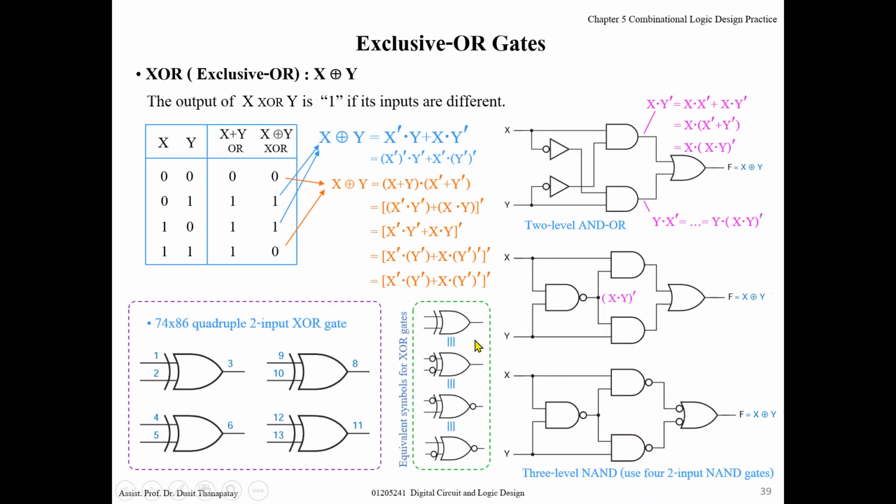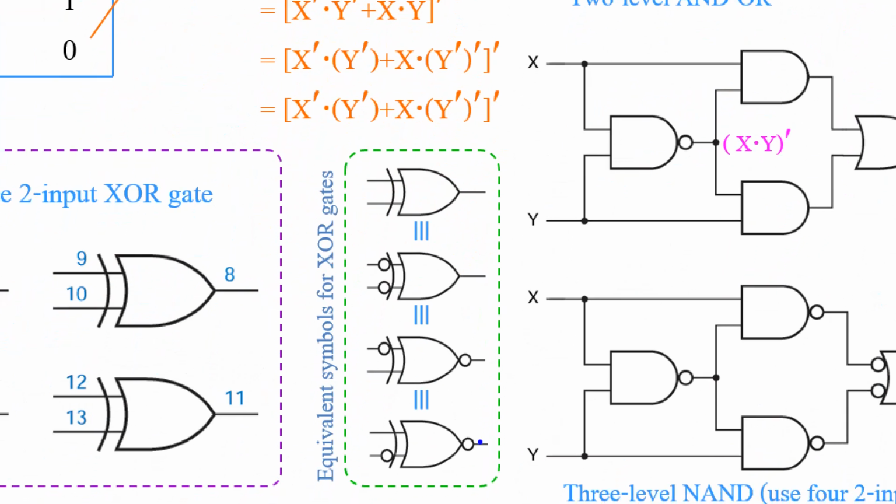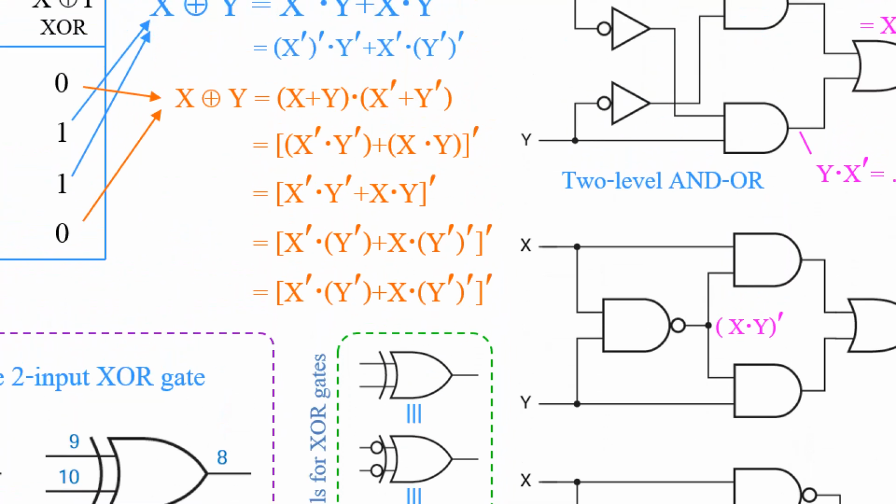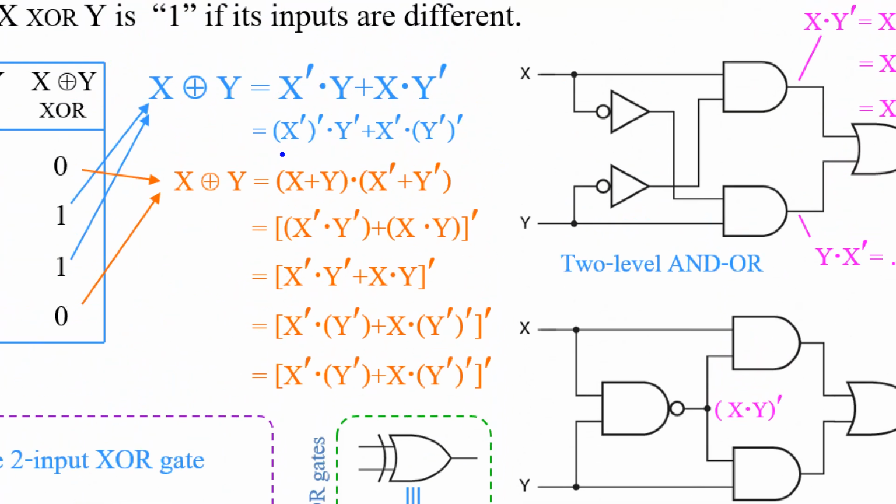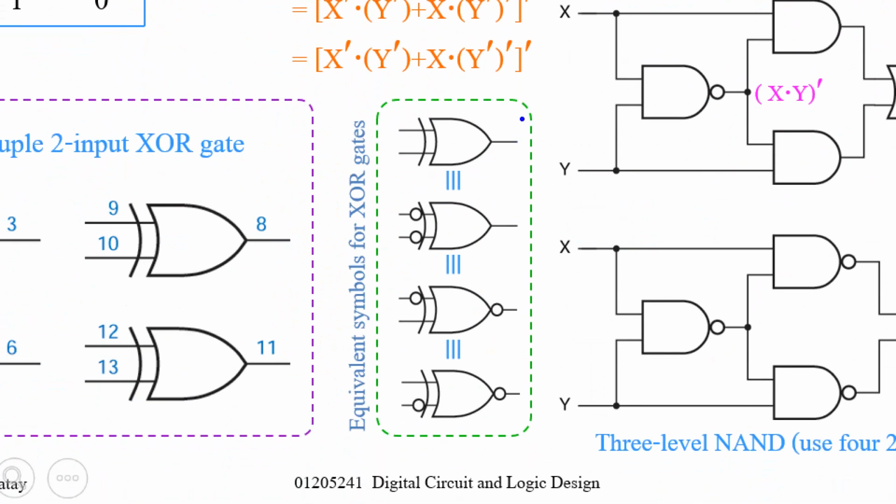So for the circuit symbol for XOR, you use this one, right? But based on this expression, namely, this one is x, y, right? I'll put it x, x XOR y, okay? But for x prime, x XOR y prime also gives the same result. So you can add this inversion bubble at the input, and this one is still the XOR function, okay?